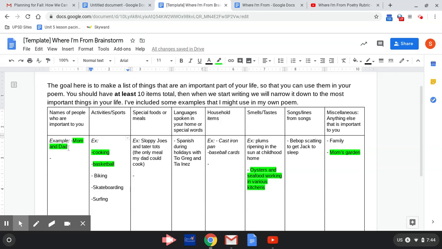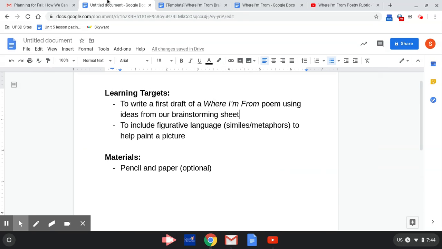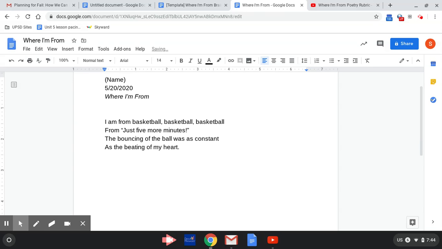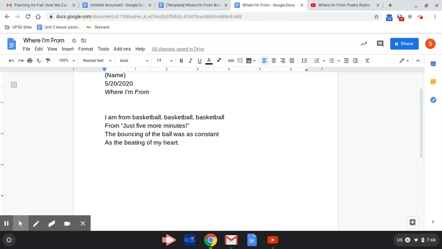And the next thing that I want to write about is my dad. So I have mom and dad highlighted over here. I'm going to do one stanza devoted just to my dad. Oops. So it's a new idea. I'm going to start a new stanza. So I'm going to hit enter, enter, and start down here. And just like I did in the first stanza, I'm going to say, I am from my father.